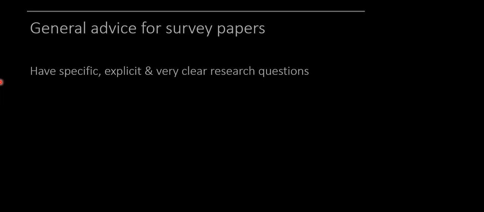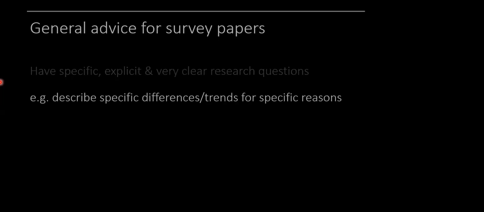But in the typical case where you've got cross-sectional survey papers, so you've got a cross-sectional study, what are you wanting to do there? So I would say the things to think about would be to have very specific, explicit, clear research questions. So if you're thinking about description, what are the specific differences or trends that you want to describe, and why? There's lots and lots you can do just purely descriptively, that can be very useful.